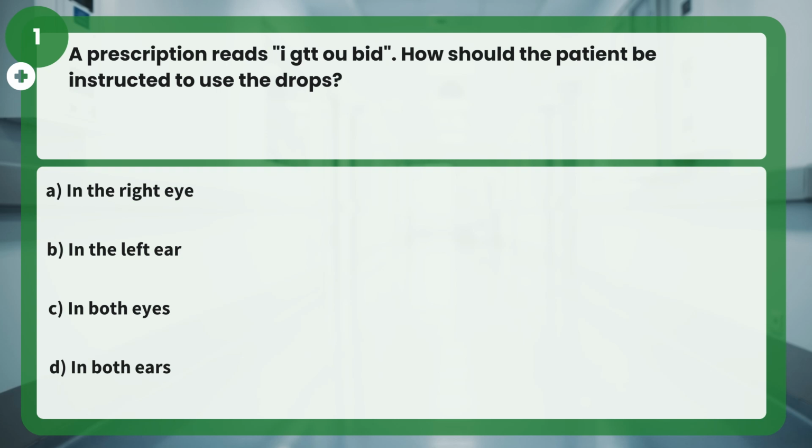Question 1. A prescription reads 1 gtt OU bid. How should the patient be instructed to use the drops? A. In the right eye. B. In the left ear. C. In both eyes. D. In both ears.